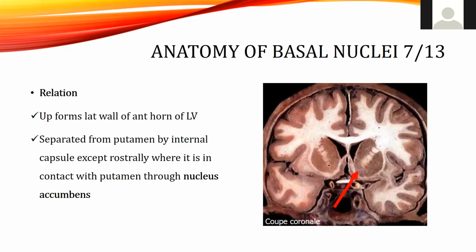The caudate nucleus upward forms the lateral wall of the anterior horn of the lateral ventricle, and it is separated from the putamen by the internal capsule, except rostrally, where it is in contact with the putamen through the nucleus accumbens.